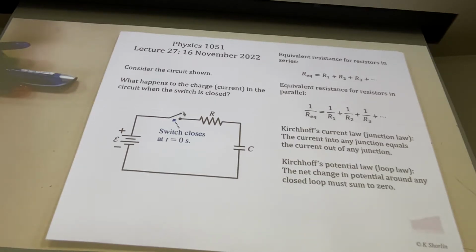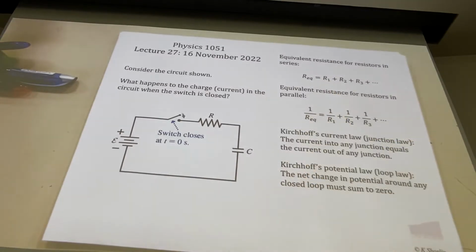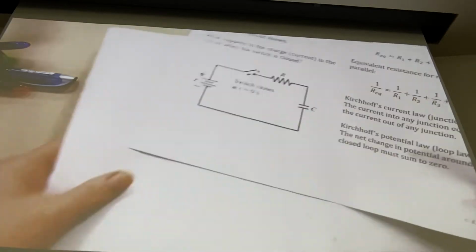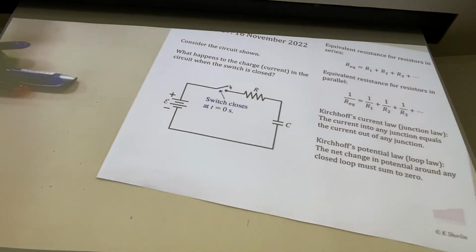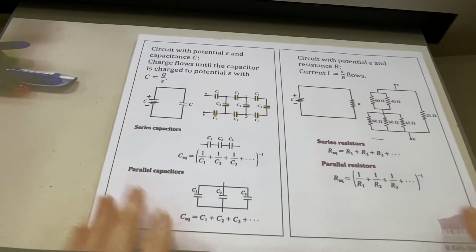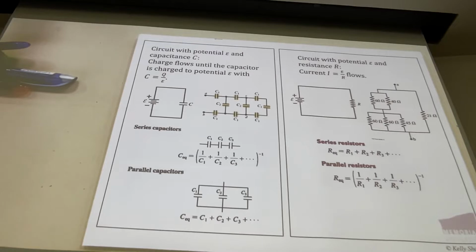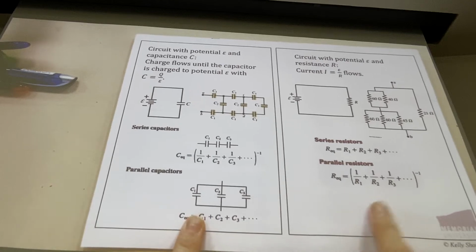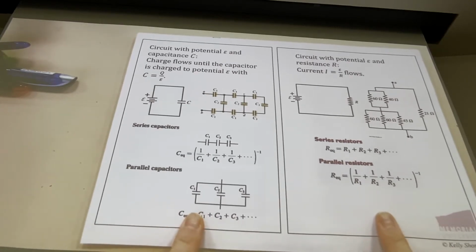So on Monday, we finished up our resistor circuits, and there's our summary there. And today we're going to start our RC circuits. This very packed slide is a review of everything we've done with capacitors and resistors, more or less. This one doesn't have Kirchhoff's laws on it. They could maybe go in there as well.